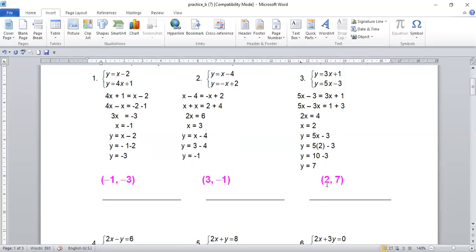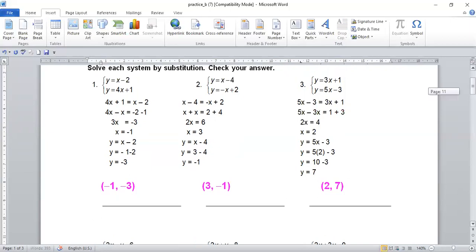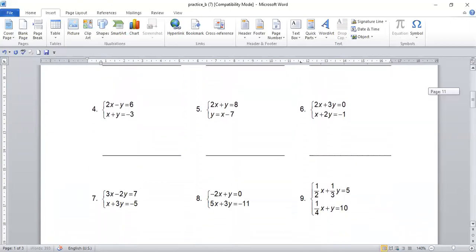So that's how they got the answer. X is 2 and y is 7. They wrote it as an ordered pair, the value of x first and then the value of y. Okay, moving on to question number 4.